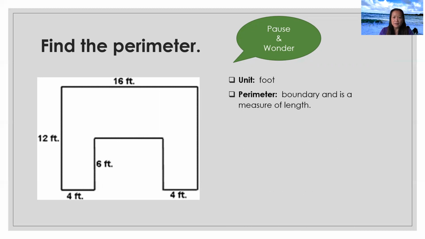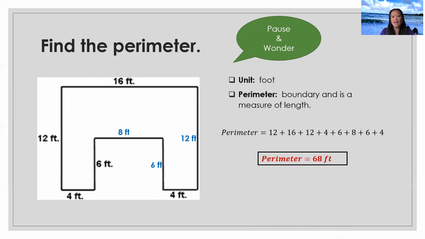The perimeter is the boundary, and it is a measure of length. So we're going to go around and figure out how long the boundary is. Let's take a look. 16 on the top, 4 and 4, so the middle part must be 8. That should also be 6, and this should also be 12. So the perimeter is, if you were to walk all around and add them up, 68 feet. All right, how did you do? Good job.